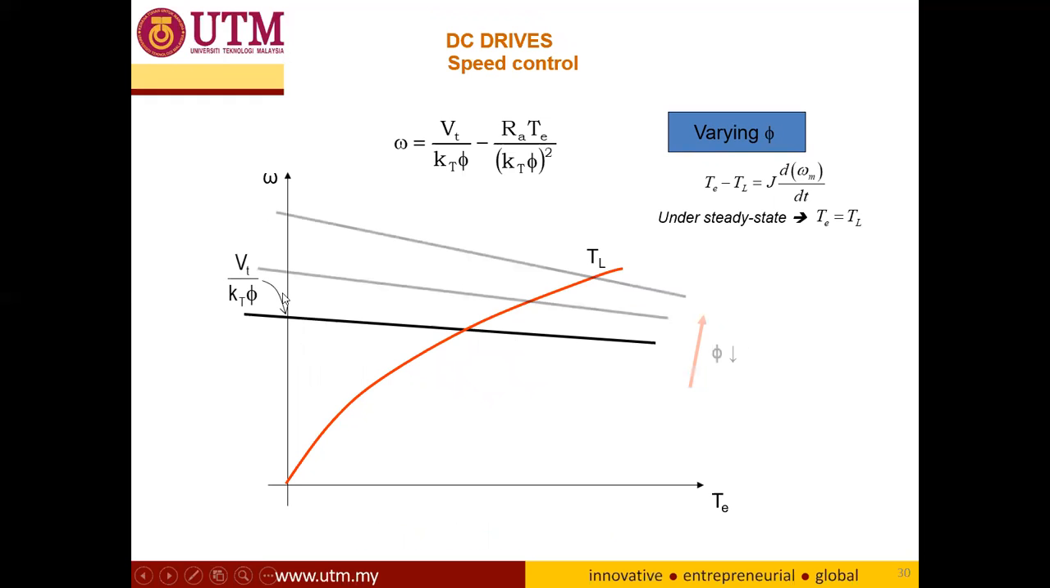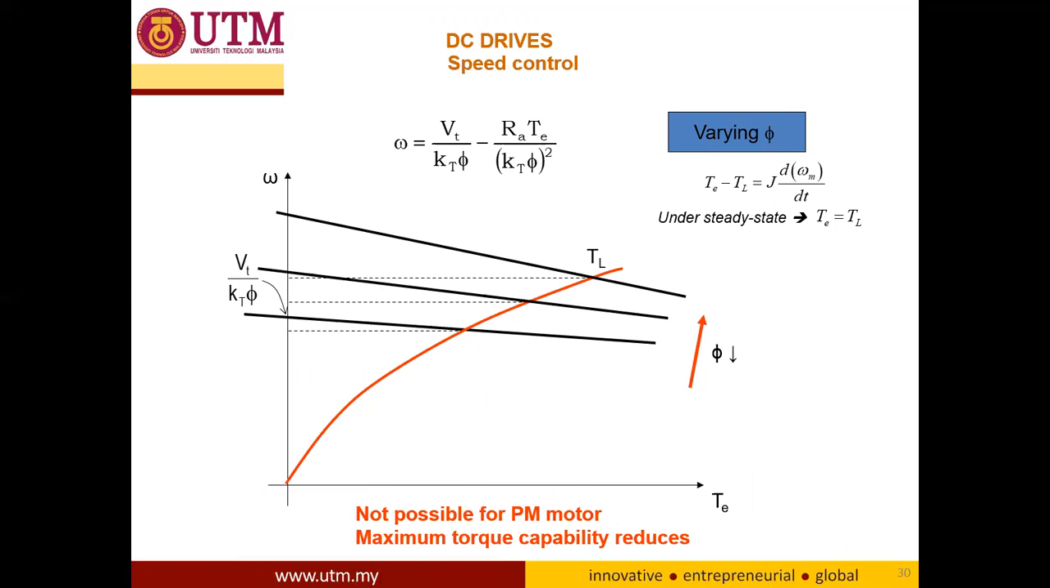The third one is by varying the flux. This is not possible for a permanent magnet, because a permanent magnet is permanent and you cannot control the flux. But if you are using an electromagnetic system, where you need to magnetize the stator, you can control the flux. The problem is that you will be reducing the torque capability of the motor.